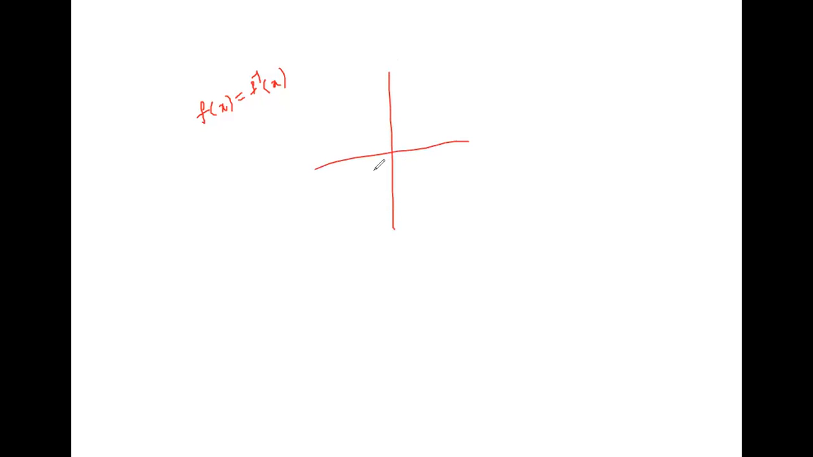Suppose, for example, the curve I am drawing like this, whatever it may be. If the curve is going on like this, it is symmetric about the line y equals x. So the inverse function will come like this, the inverse of that. Okay now.